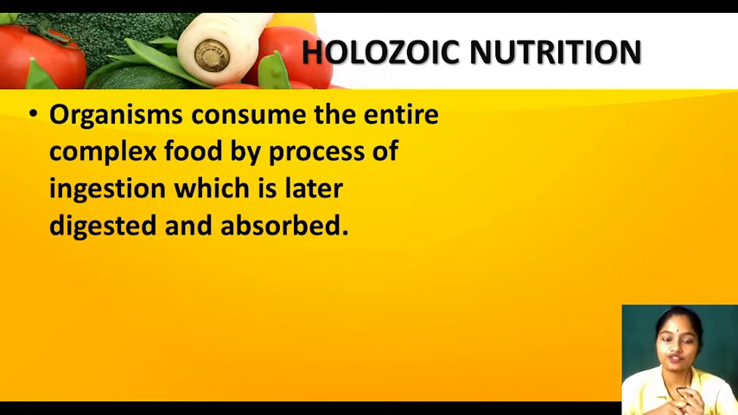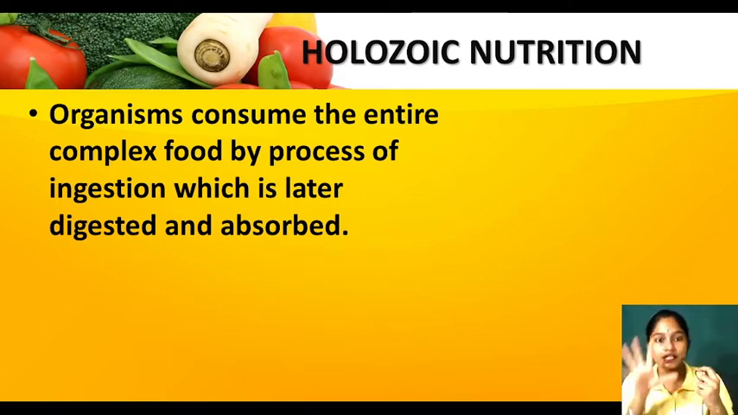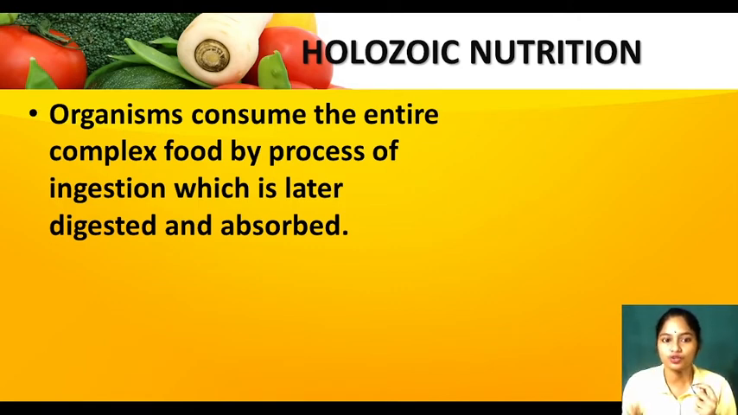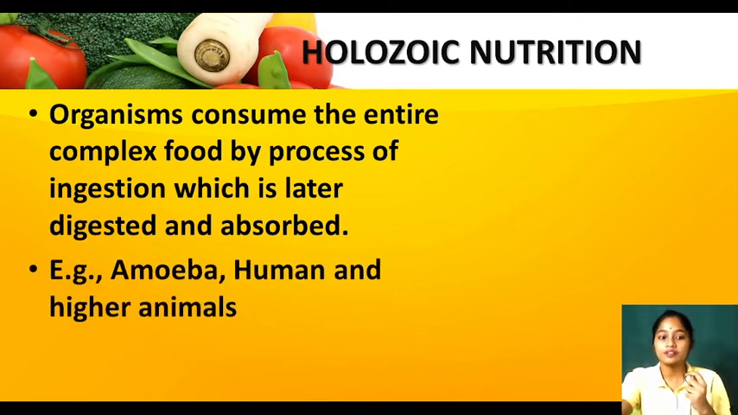Organisms consume the entire complex food by the process of ingestion, which is later digested and absorbed. The organism takes up the food in complex form, and the process of taking in is called ingestion. After that it will digest, breaking the complex material into simpler substances, and absorb all the nutrients from it. Such organisms follow holozoic nutrition. Clear? Examples are amoeba, humans and higher animals.